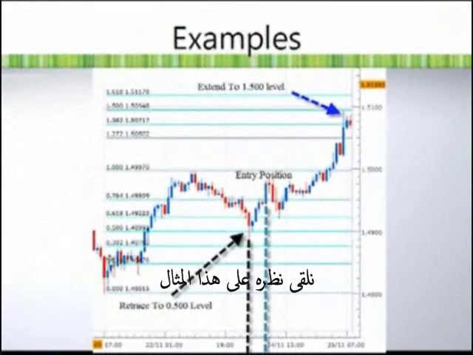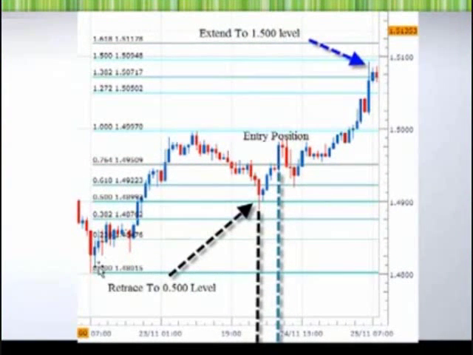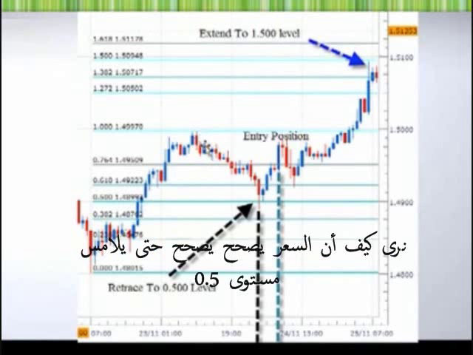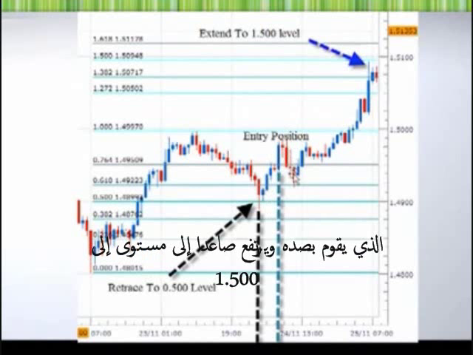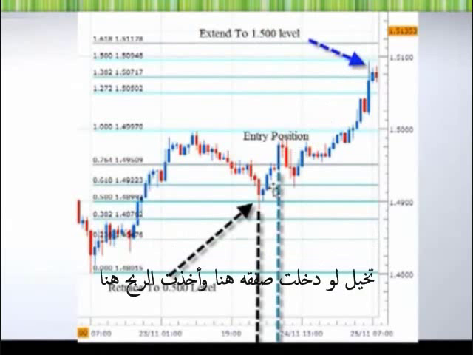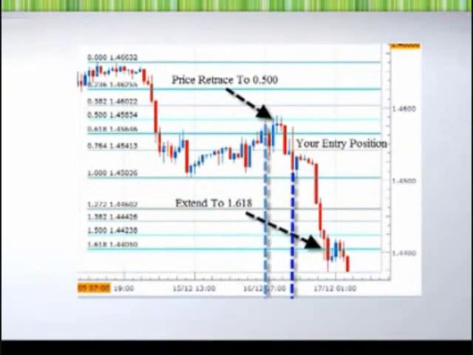Okay, let's take a look at this example. Can you see, I draw a Fib from this high point to this low point, and I draw a Fibonacci level. Can you see that the price actually retraced and hit the 0.5 level, and then got repelled by it? You can see that eventually this is where it ends, going all the way until 1.500. But imagine that we enter a trade here and we take a profit here. Okay, this will be a lot of money.